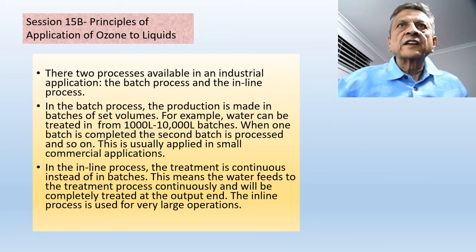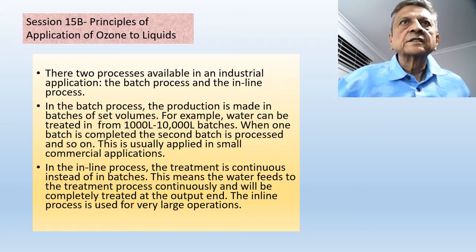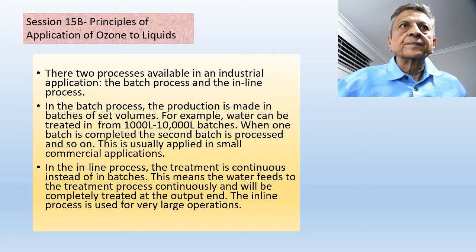There are two processes available in an industrial application of the treatment of water using ozone. The one process is called the batch process and the other the inline process. In the batch process, the production is made in batches of set volumes. For example, water can be treated in 10,000 liter or 1,000 liter batches. When one batch is completed, the second batch is processed and so on. This is usually applied in small commercial applications.